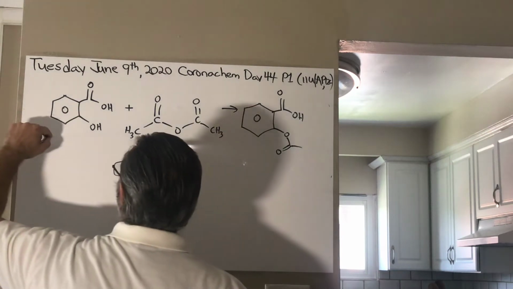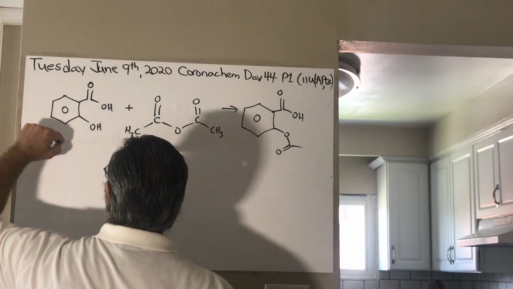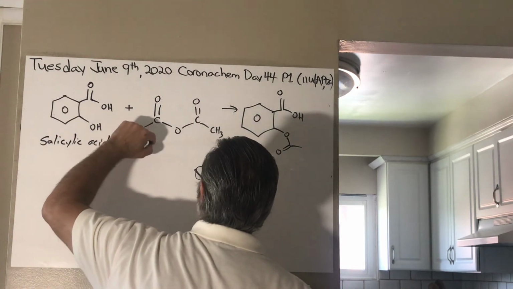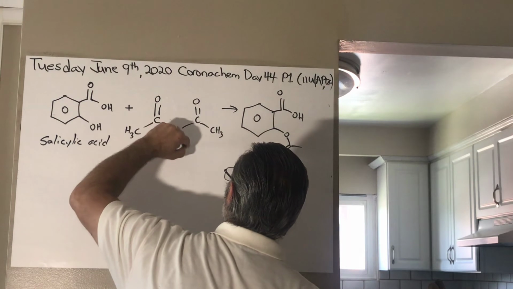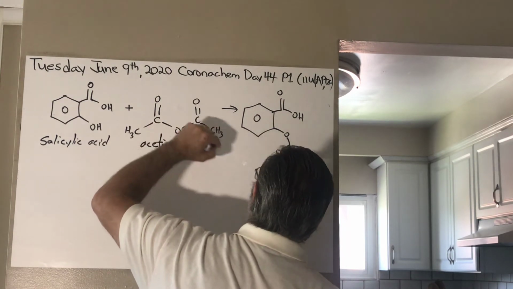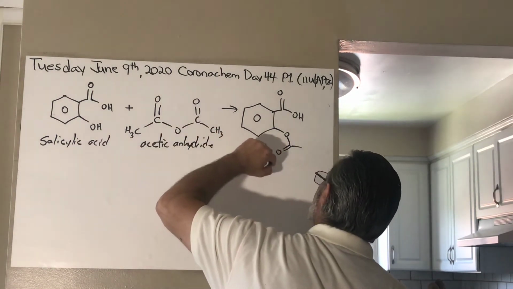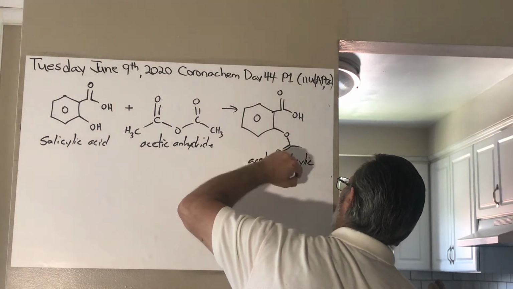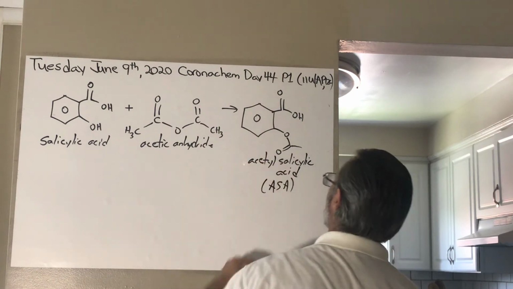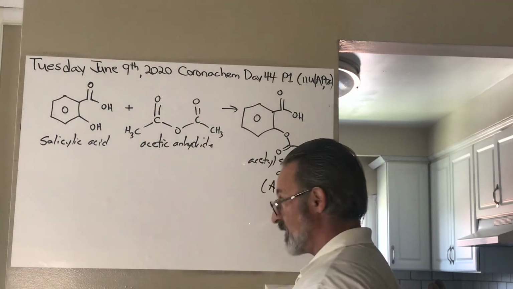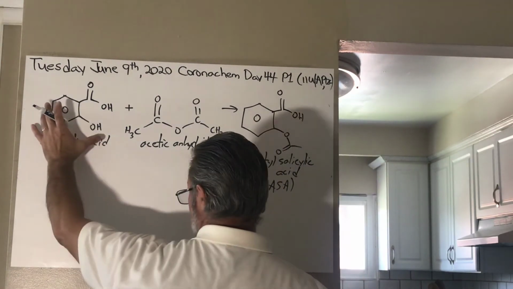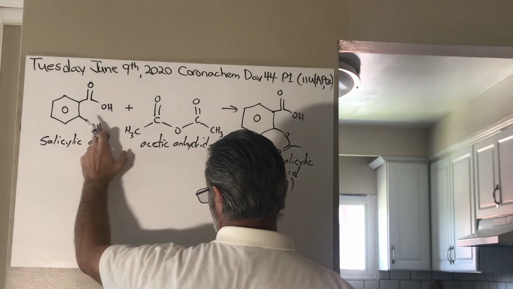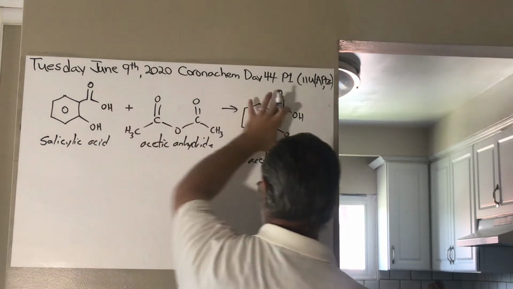All right, so this is called salicylic acid. Comes from the bark of willow trees. This is called acetic anhydride. And this is called acetyl salicylic acid, also known as ASA for short. Acetyl salicylic acid. It's aspirin. That's aspirin. And see, you see they start with this molecule and they stick this piece over here. So they take away the H and they stick a part of this molecule on there to make this molecule.